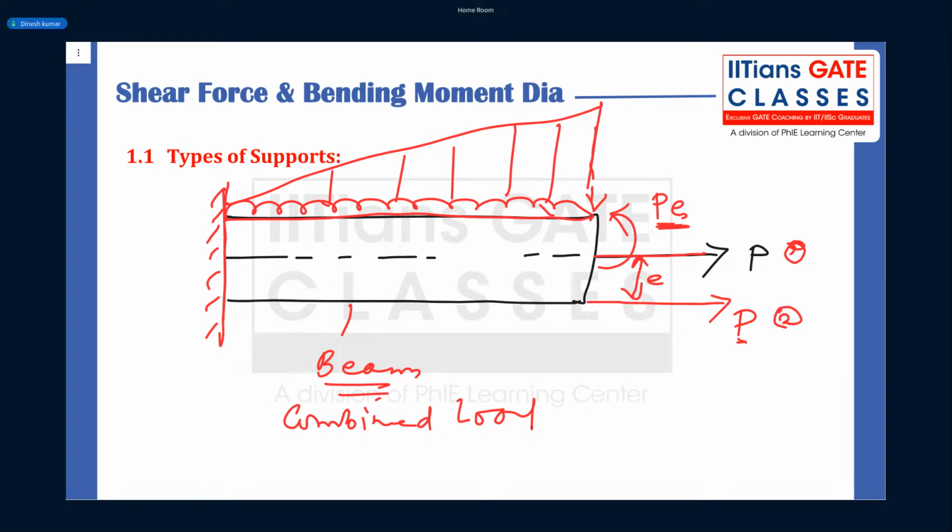Okay. UDL means uniformly distributed load. UVL means uniformly varying load. A triangular loading is known as UVL. These are the different kinds of loads we are going to discuss. In the classification of beams also, we will discuss this.